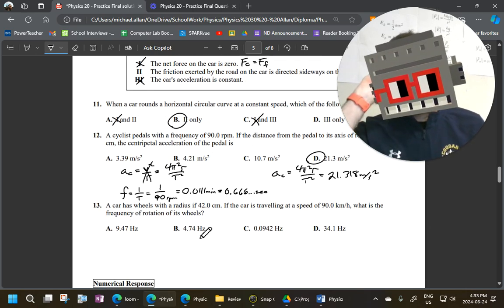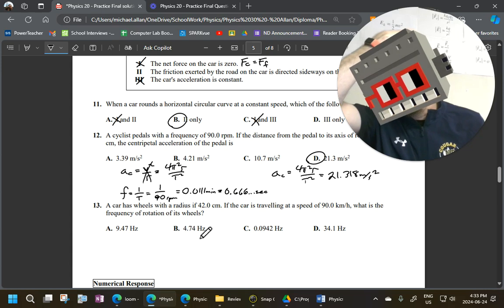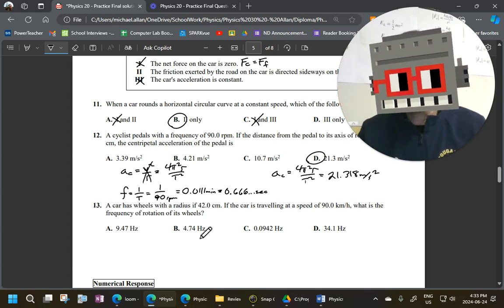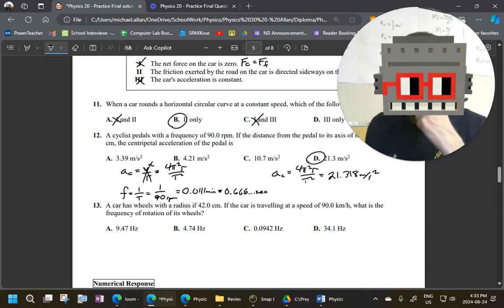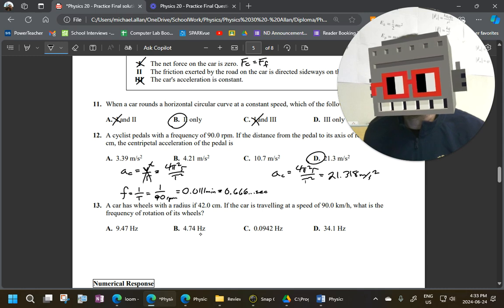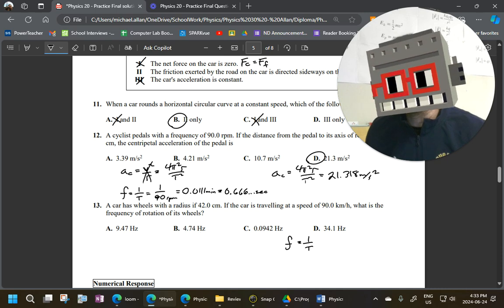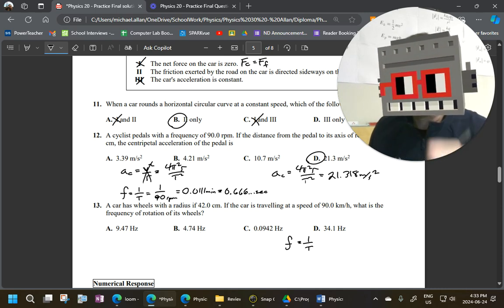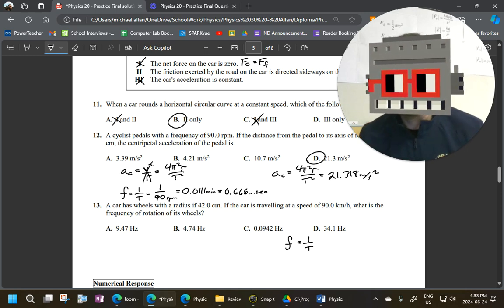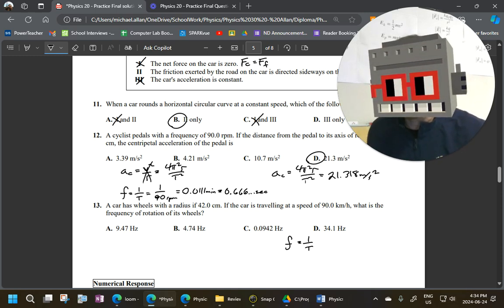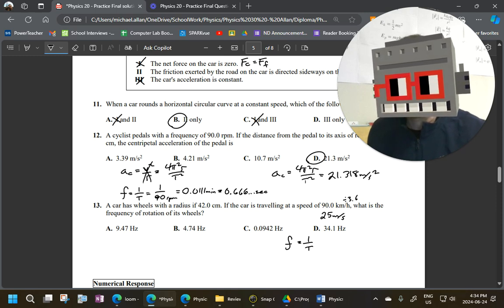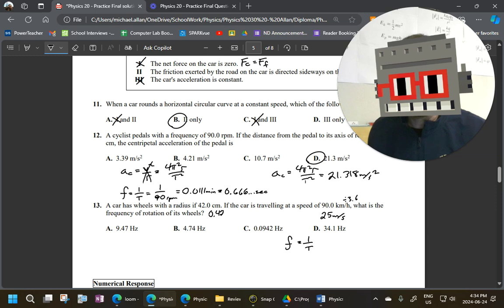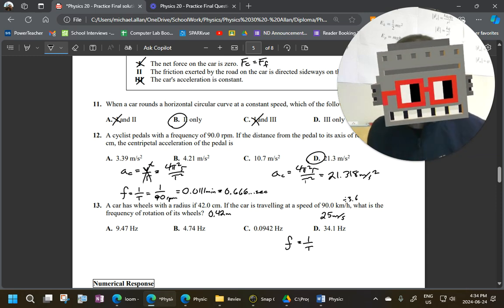Okay, so this one has a radius of 42 centimeters this time, traveling at a speed. What is the frequency of rotation of its wheels? Okay. So here I want to find t, right? Because frequency is going to be 1 over t. So if I can find t, I can find the frequency. I want to find seconds here, so I'm going to change some of these numbers around, right? 90 kilometers per hour is the same thing as 25 meters per second. This is just me dividing by 3.6. This number here is 0.42 meters. So make sure you change that.